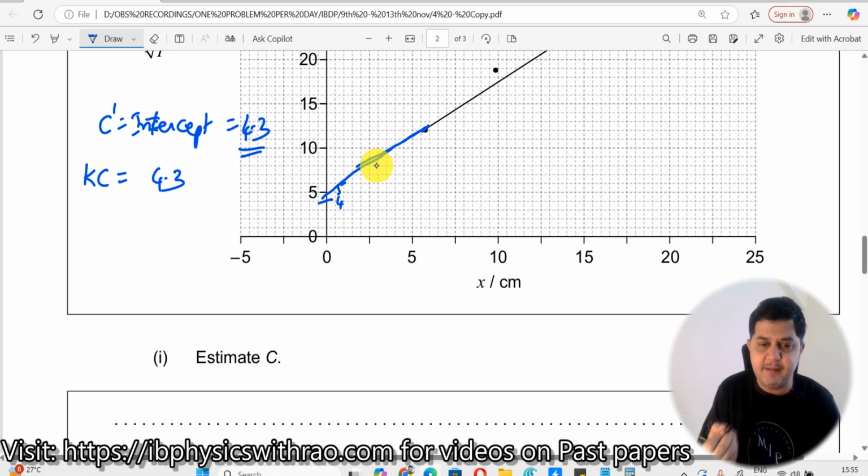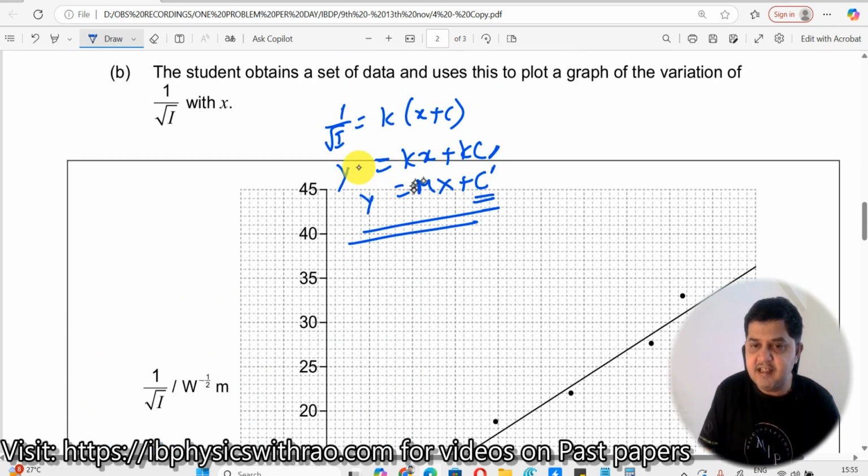Now, what is your requirement? You require the value of C. How do you get the value of C? C is equal to 4.3 divided by K. Now, what is K here? Let us go back to this. You see here, K takes the role of M. It means you need to find the value of K, which is nothing but the slope.